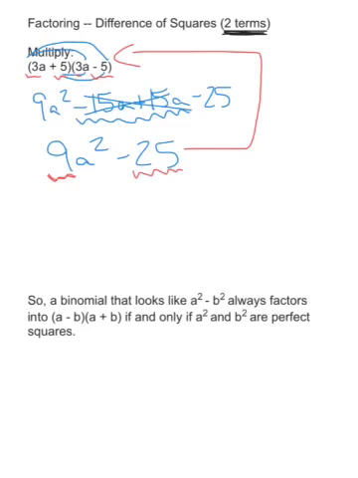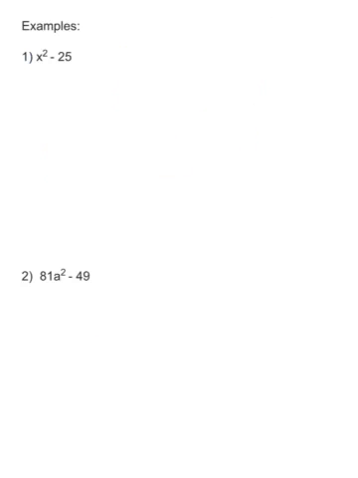So what we're doing with difference of squares is we want two terms that we're subtracting, because that's what difference means, subtract, and numbers that we can take square roots of. So notice our answer is always going to look like this: a minus b and a plus b. Okay, let's try a few examples.